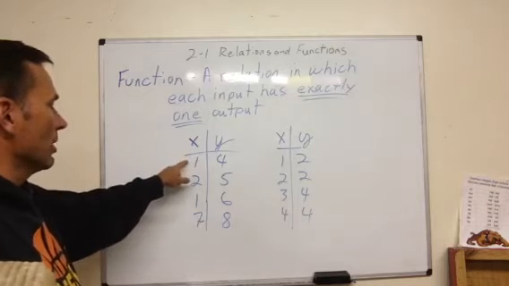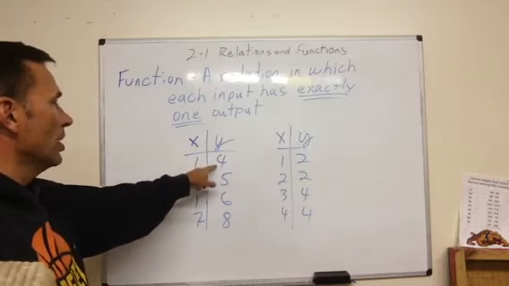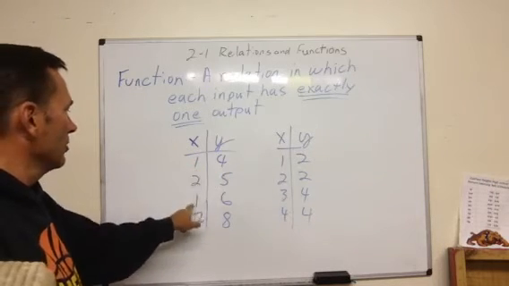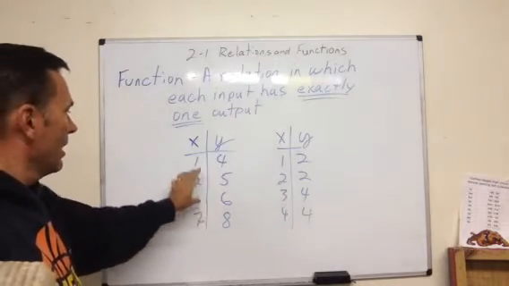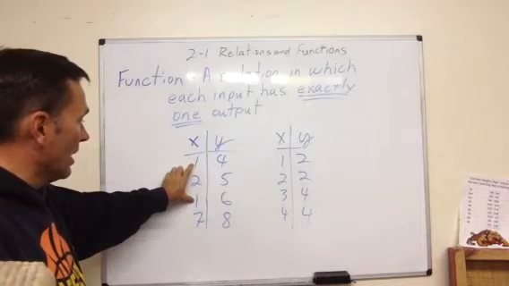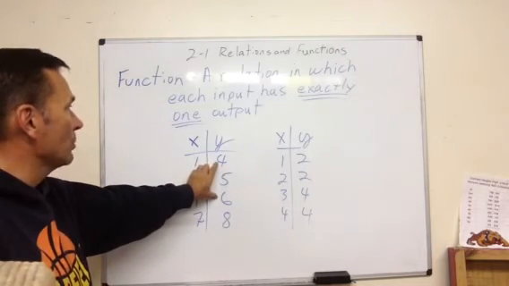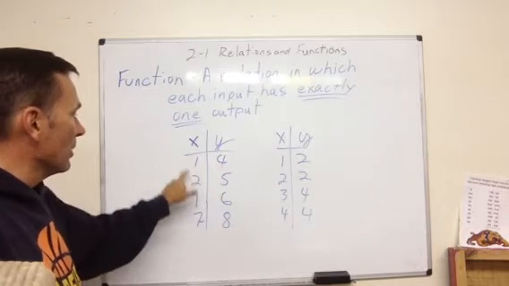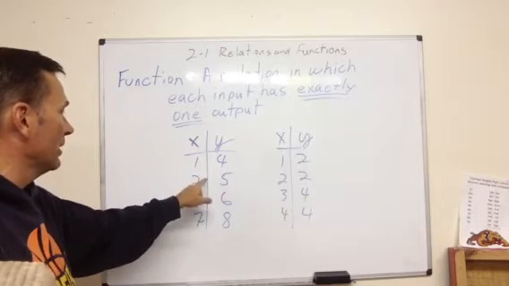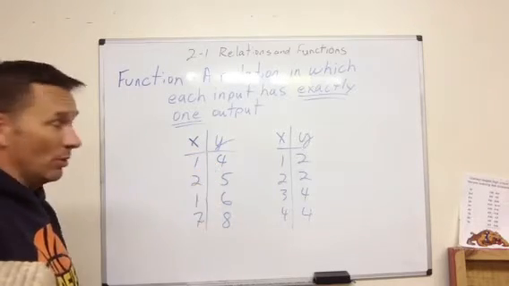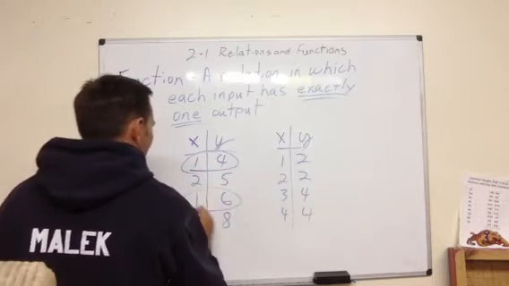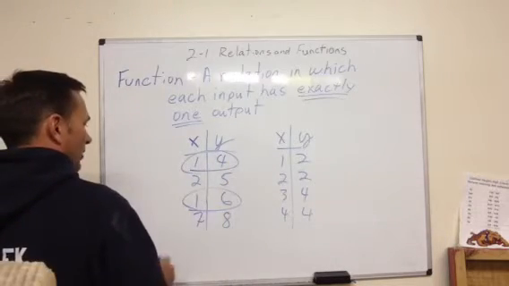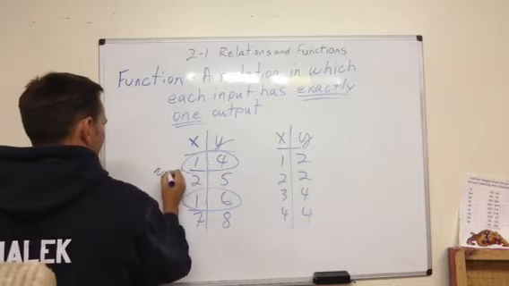Well, if we look at this one, I have an x value of 1 going to 4, and also down here I have 1 going to 6. I have the same input of 1 going to 2 outputs. So this one does not have exactly one unique output. It has 2. Because these have the same input or x value, that makes this not a function.